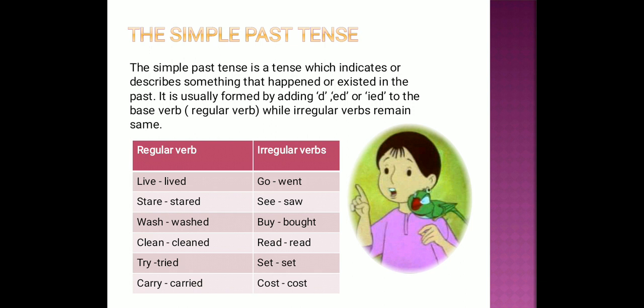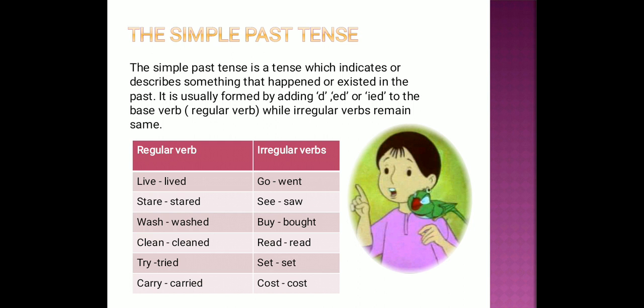Now, let's look at how we form the simple past tense. The first thing that you have to remember when you are working with this tense is that in English there are two kinds of verbs, regular verbs and irregular verbs. How do we know? Well, it's a little tricky, but the regular verbs add D, ED or IED to them. For example, live becomes lived, try becomes tried, wash becomes washed.